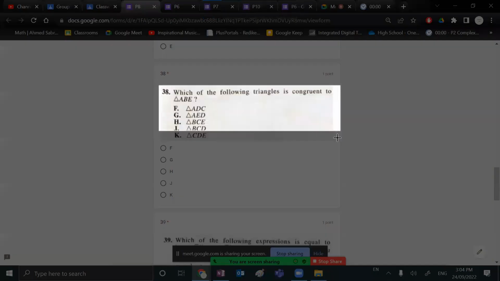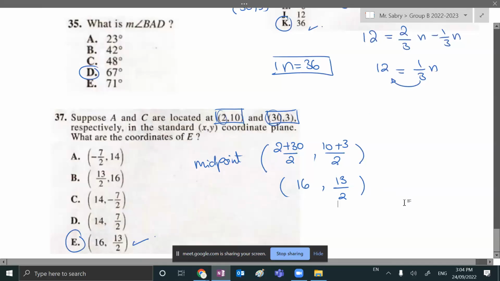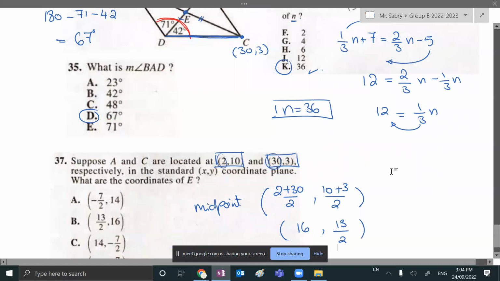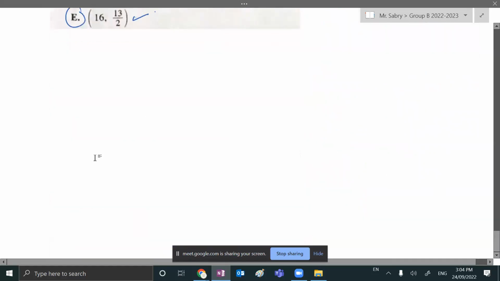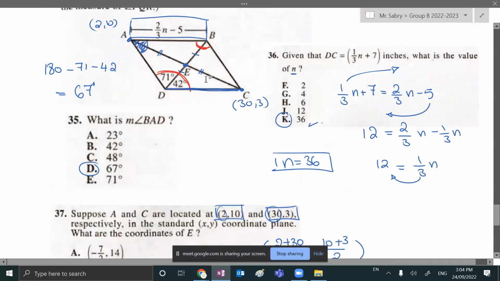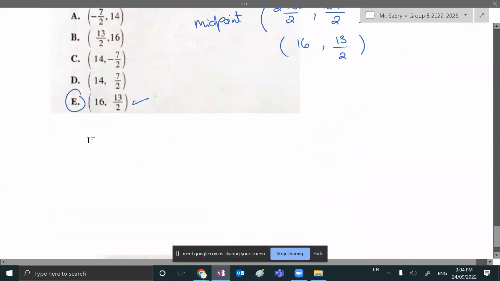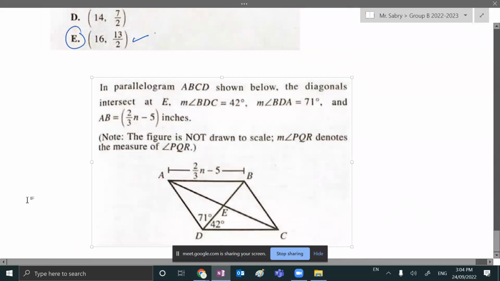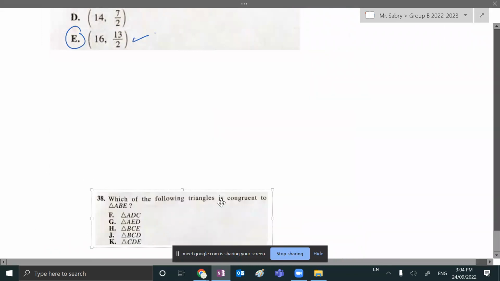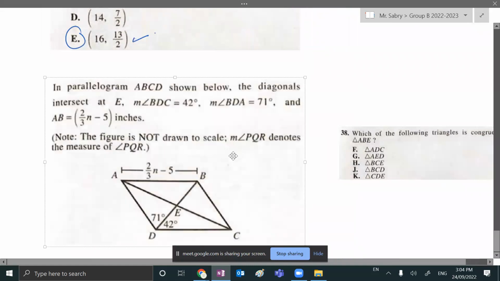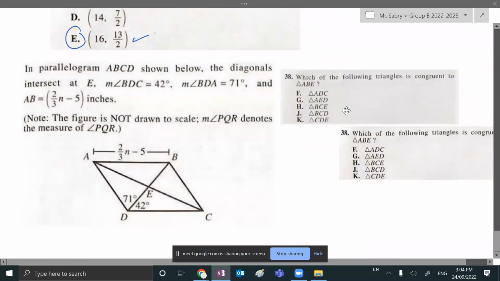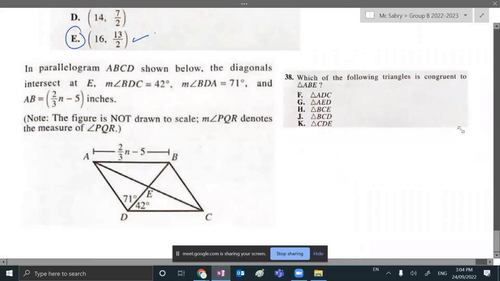Which of the following triangles is congruent to ABE? It's still honestly on the same shape, by the way. So on the same shape, they're asking me which is congruent to ABE. ABE is this triangle here, so which has the same measures and everything.